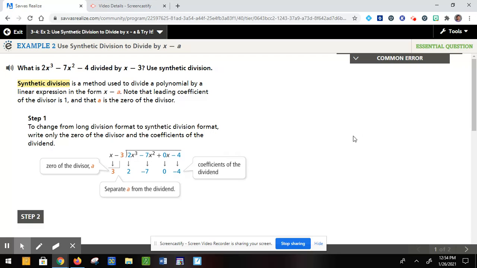All right, so to change from long division, x minus 3 would then become 3 as your divisor. If it was x plus 3, then it would be negative 3. So it's really just whatever is happening to the x in the original divisor, you do the opposite. And then you just pull down the coefficients from whatever you're dividing.